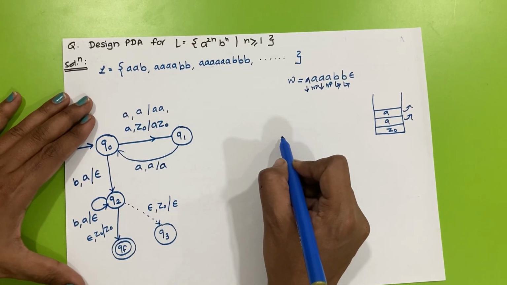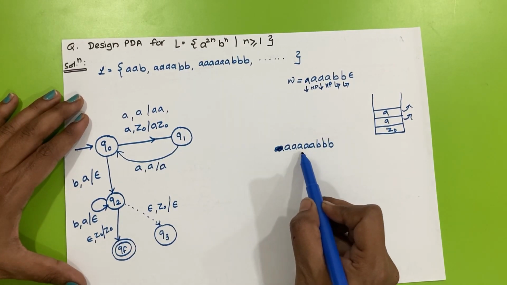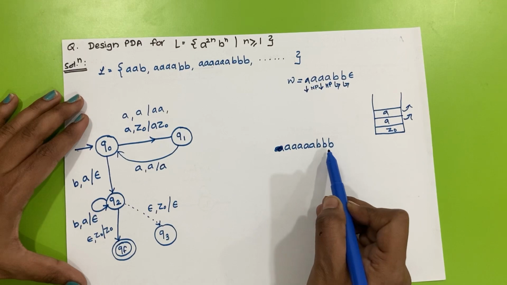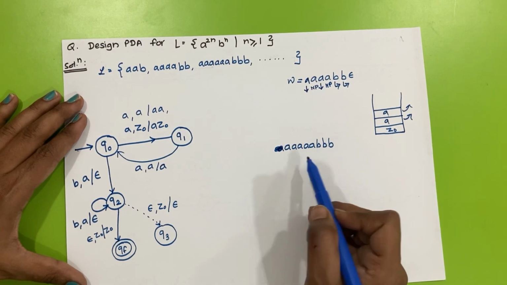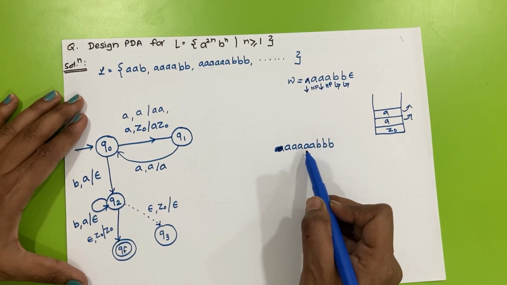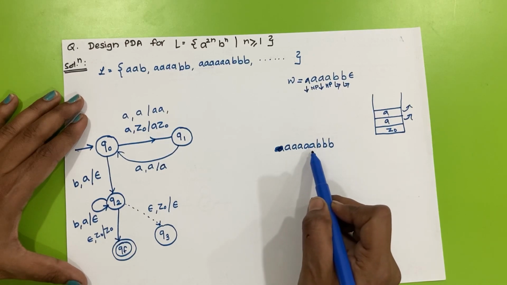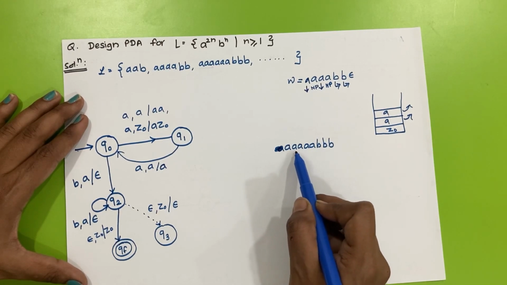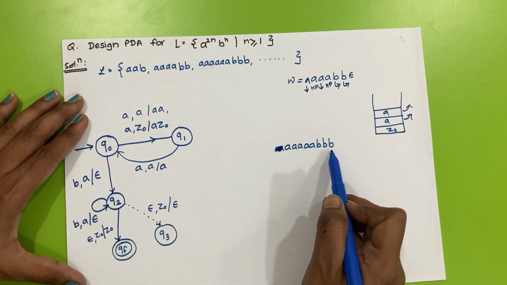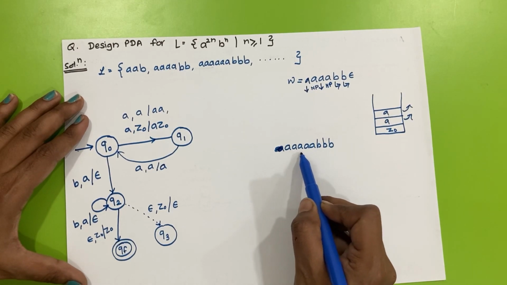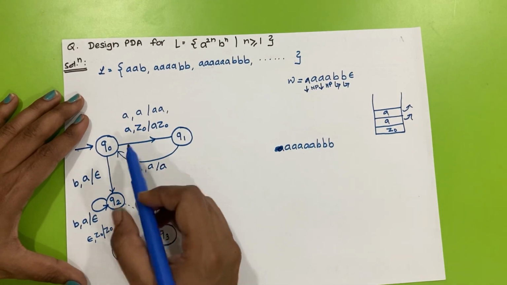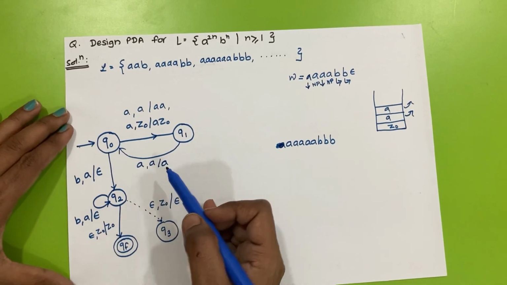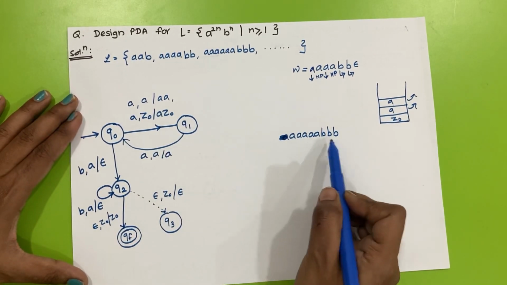Next we will simulate a string of 5 a's and 3 b's. This is the wrong string because the number of b's should be half the number of a's, but here we have 5 times a and 3 times b. We will see how this string gets processed in this PDA, and what the output will be.